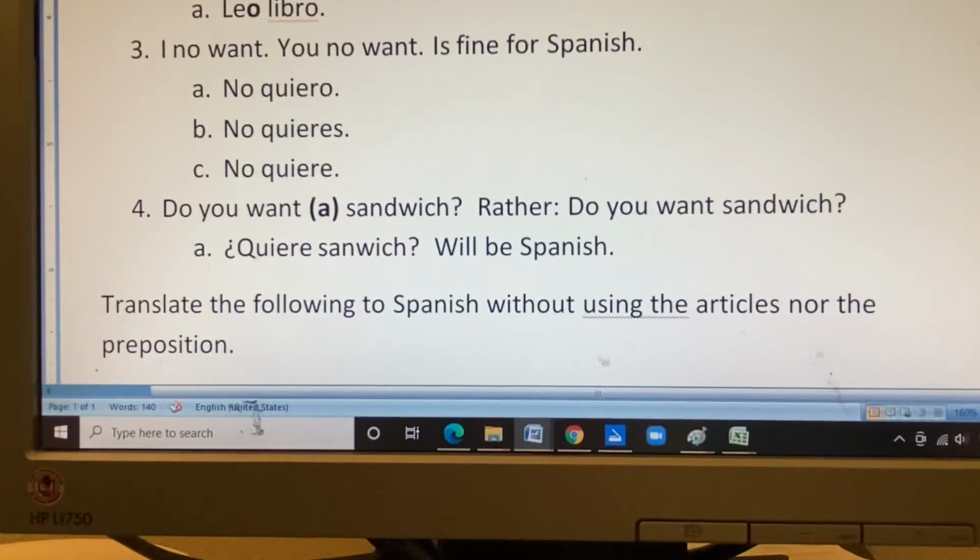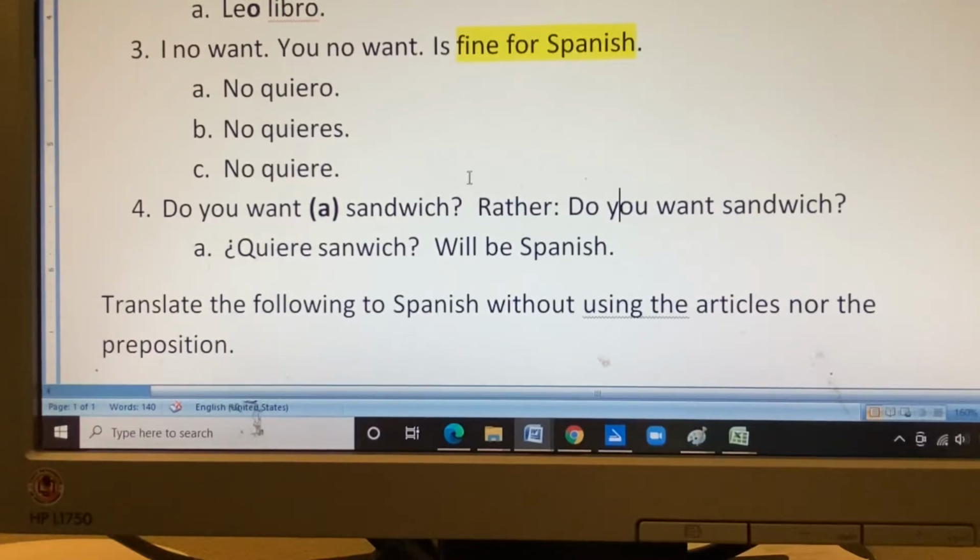Okay, so number 3. Número 3. I know want. Okay, that's bad English, isn't it? You know want. Not good English, is it? But guess what? It is fine for Spanish. It works for Spanish every time.